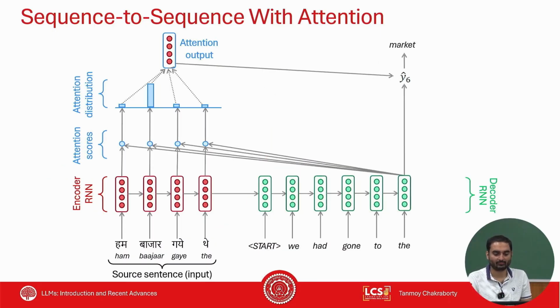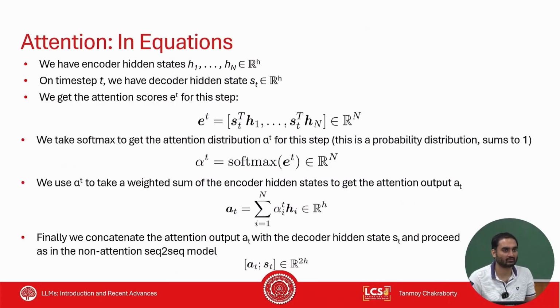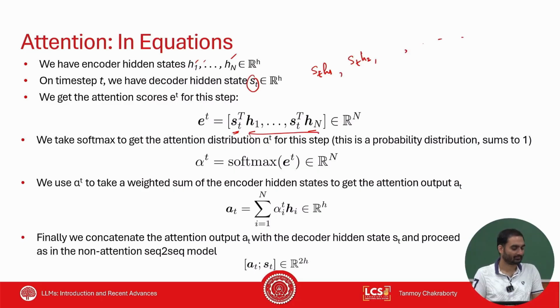Okay. So let's look at the equation once again. The attention equation I have already mentioned. So H1, H2, H3, Hn. These are the hidden states of the encoder, right? What is ST? ST is the hidden state of the decoder at the Tth time period. So ST will basically access all the hidden states of the encoder. So ST dot product H1, right? ST dot product H2, and so on and so forth, right? So we generate these numbers. These are dot products. These are attention scores, right? Let's say this is ET.